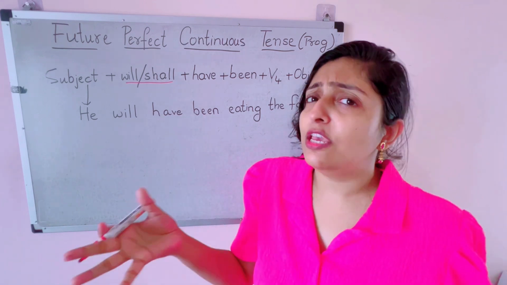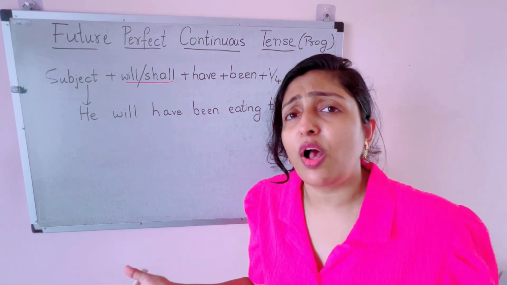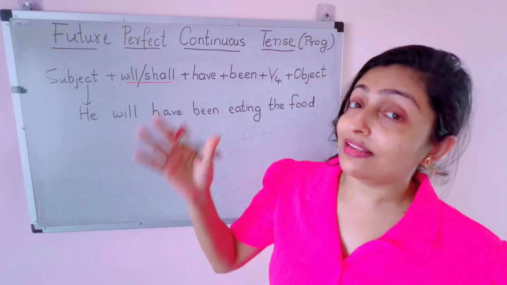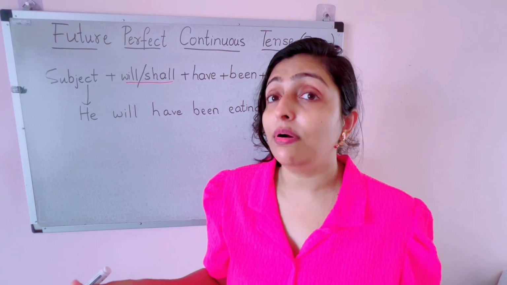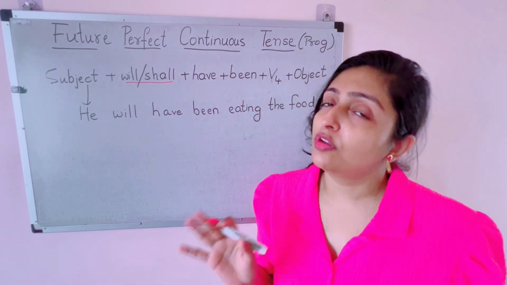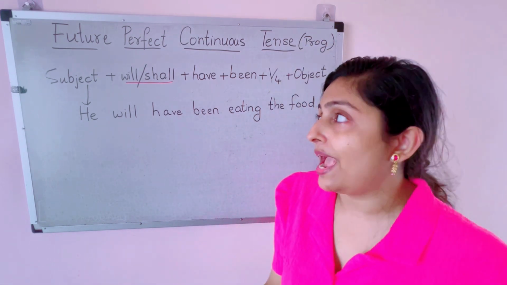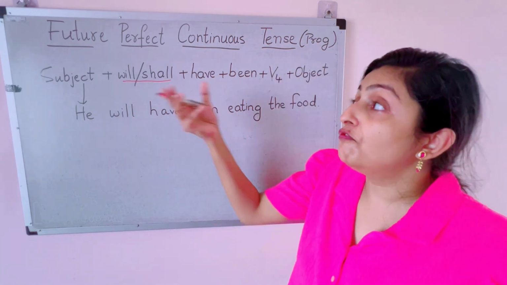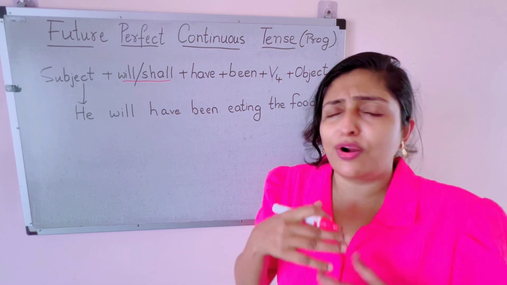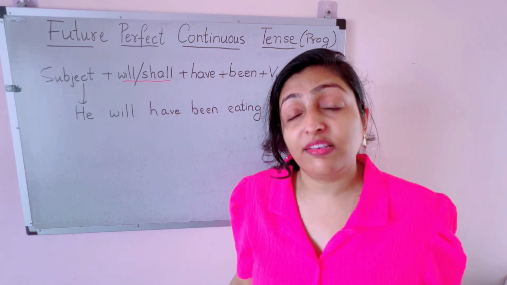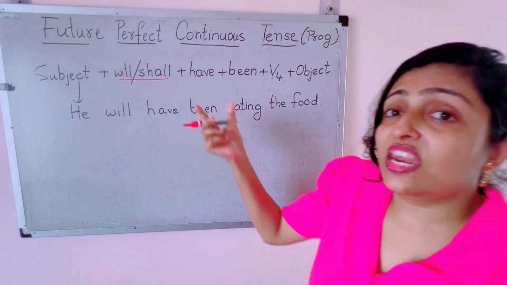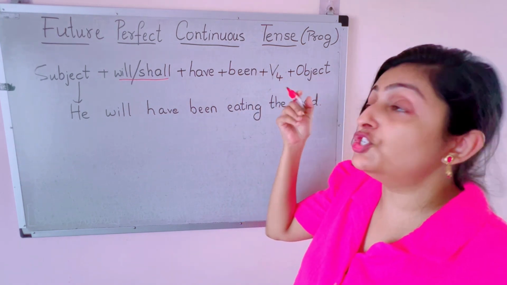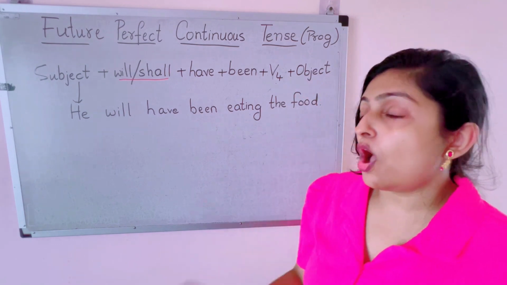Shall is mostly used with first person pronouns. Will is used with all the other pronouns, but that's an outdated rule in grammar. Nowadays, most of us prefer using will in place of shall. Next is have. We don't use has in future perfect continuous tense or anywhere in future tense. Has is not used. Next is been, followed by the ing form of the verb, and then the object.